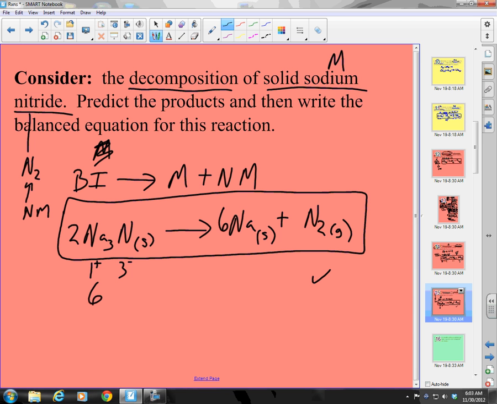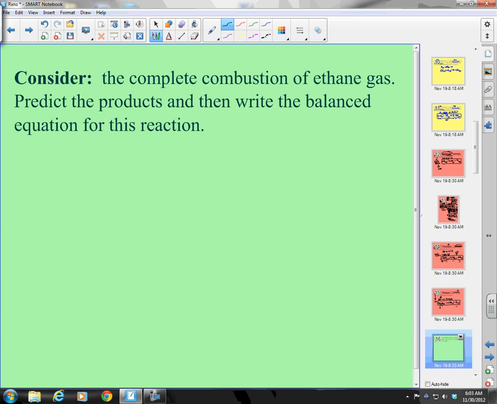Great. So that's all there is to decomp. Let's move farther. One more step farther. Complete the combustion. Consider the complete combustion of ethane gas. Predict the products and then write the balanced equation. Combustion. Okay. Is this synthesis?